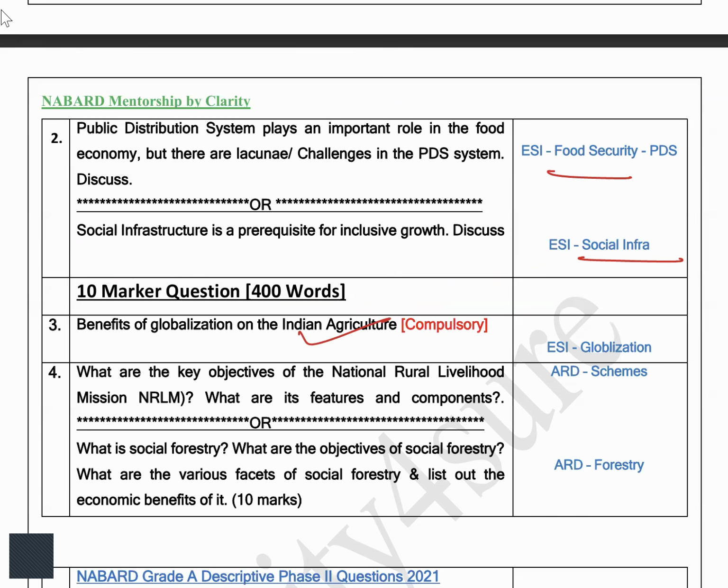Then we have scheme-based questions, right? Optional, DAY and RLM, again important. These schemes are written in their syllabus also. If you go to the ARD syllabus, you'll see that they have written about DAY and RLM, they have written about MGNREGA and all those things. So it is a direct question from the syllabus itself. Again, a social forestry and agroforestry related question, it's repeated. So social forestry, agroforestry, complete it well.